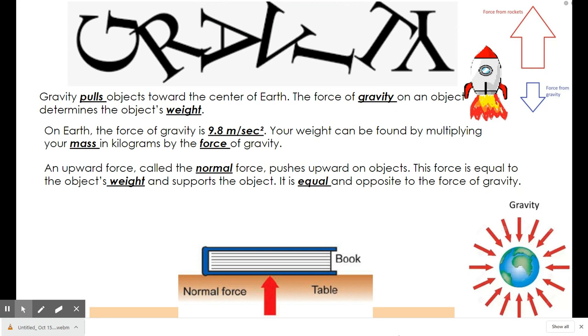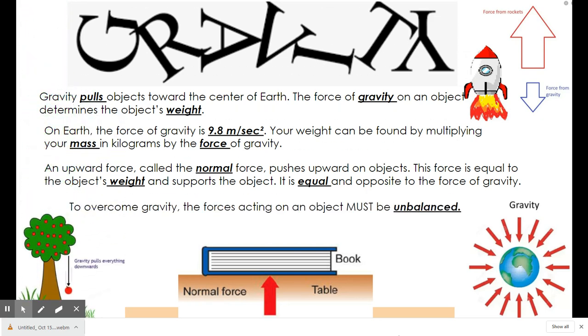Something kind of funny I wanted to mention: gravity pulls us down, but we don't keep being pulled down until we're smashed into the earth, right? There's an upward force, because remember, forces act in pairs. There's an upward force that lets you stand up against gravity, and that's called the normal force. The normal force is equal to the object's weight and it supports an object. So it's an equal and opposite force of gravity.